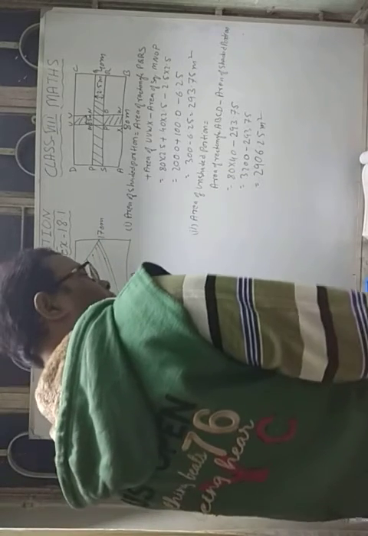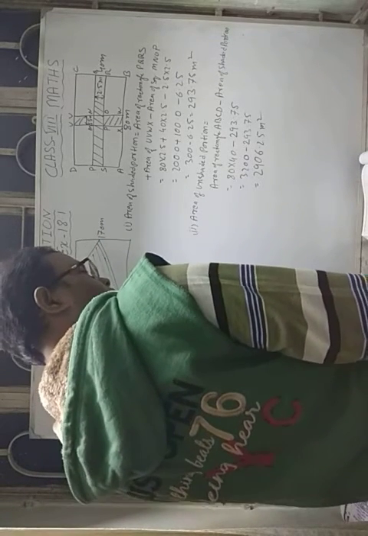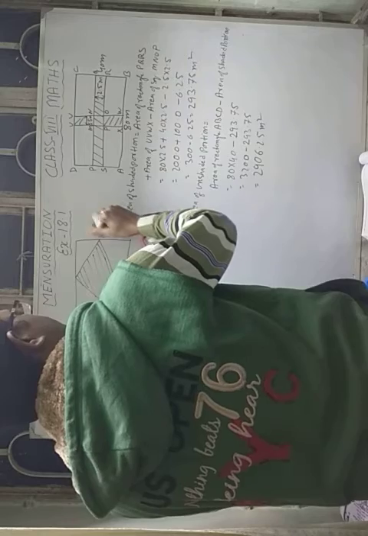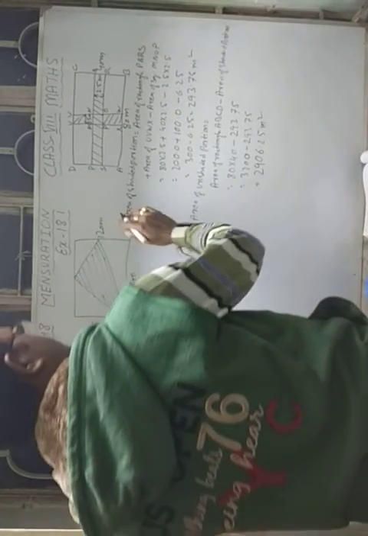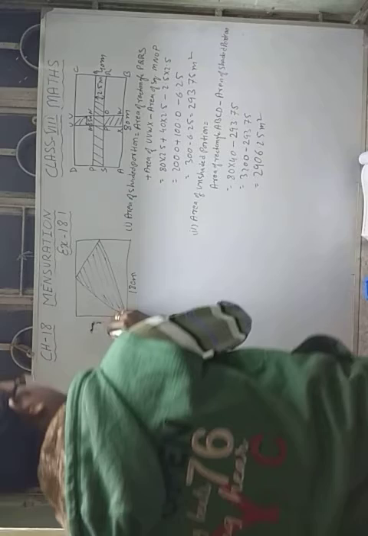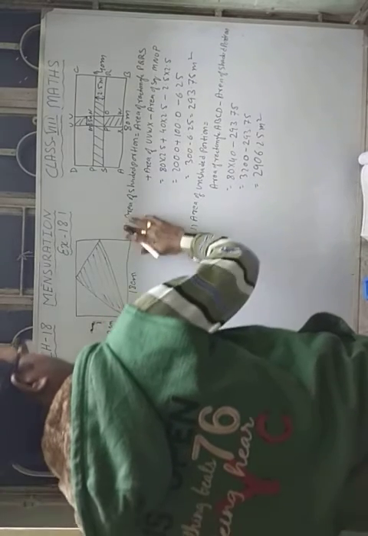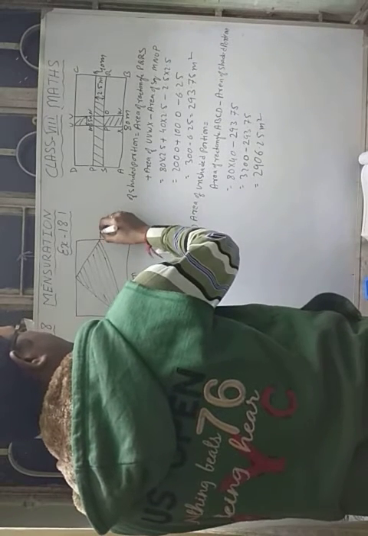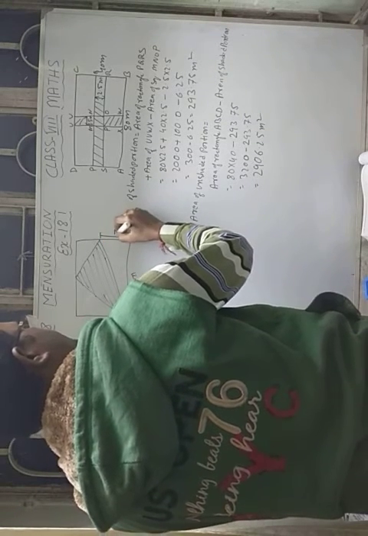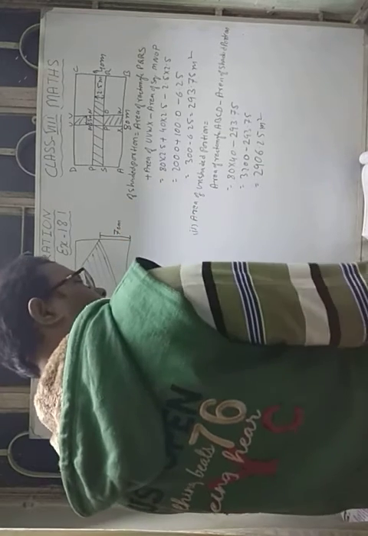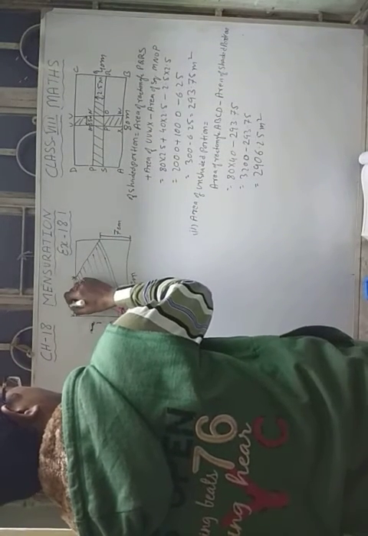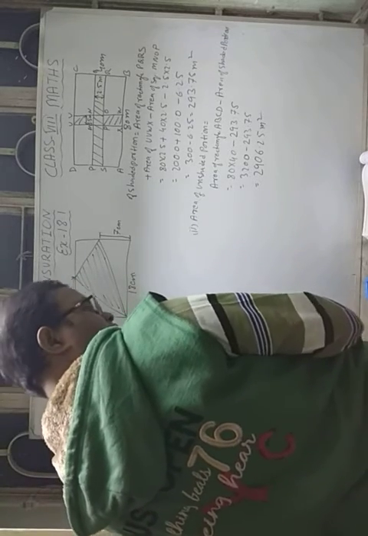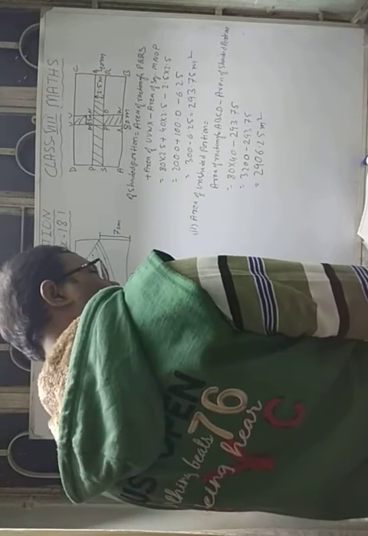Okay, students. Now the total breadth is 12 centimeter, and this portion you can write here 12 centimeter. Now the length of this portion is given as 10 centimeter. It will not be 100 centimeter, it will be 10 centimeter.